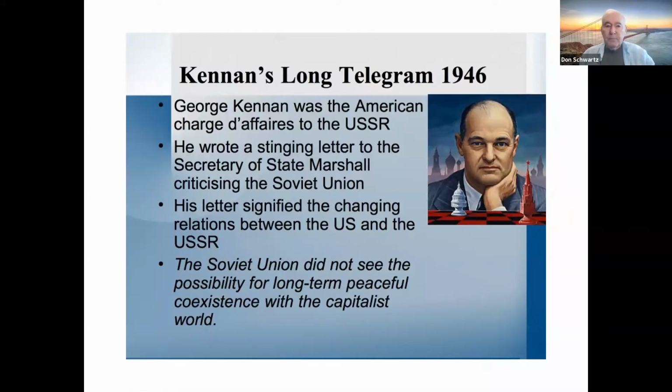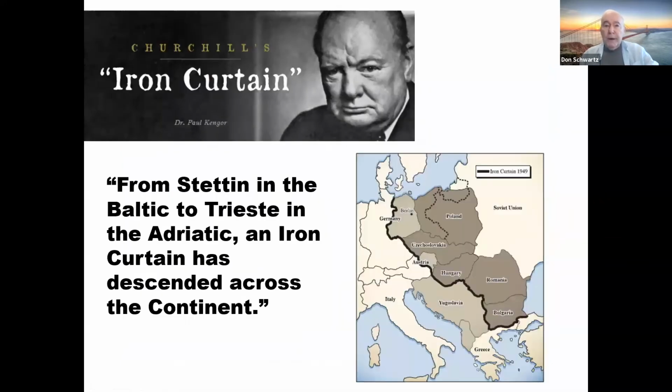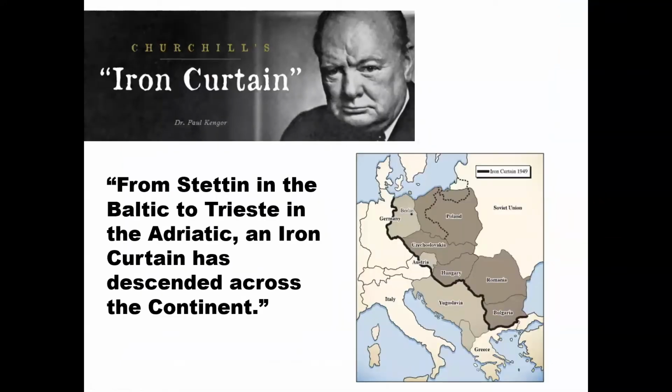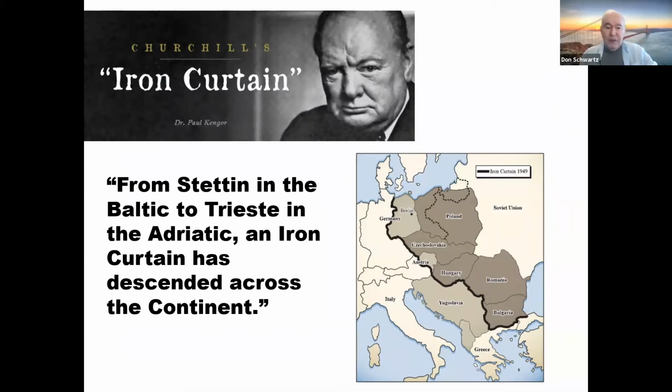A month later, in 1946, Winston Churchill made a speech in Fulton, Missouri, warning that from Stettin in the Baltic to Trieste in the Adriatic, an iron curtain had descended across the continent. And of course, he was referring to the countries that you see in this map in brown. Those were the countries of Eastern Europe that the Soviet Union dominated and installed communist governments.